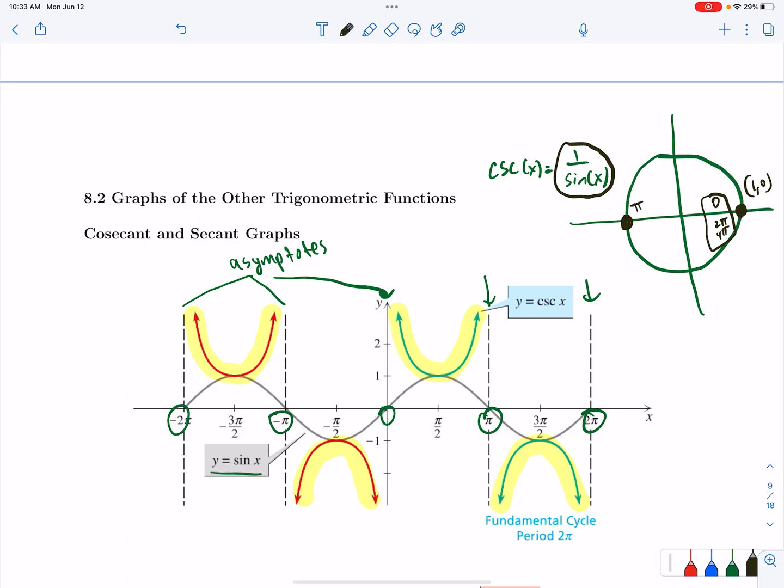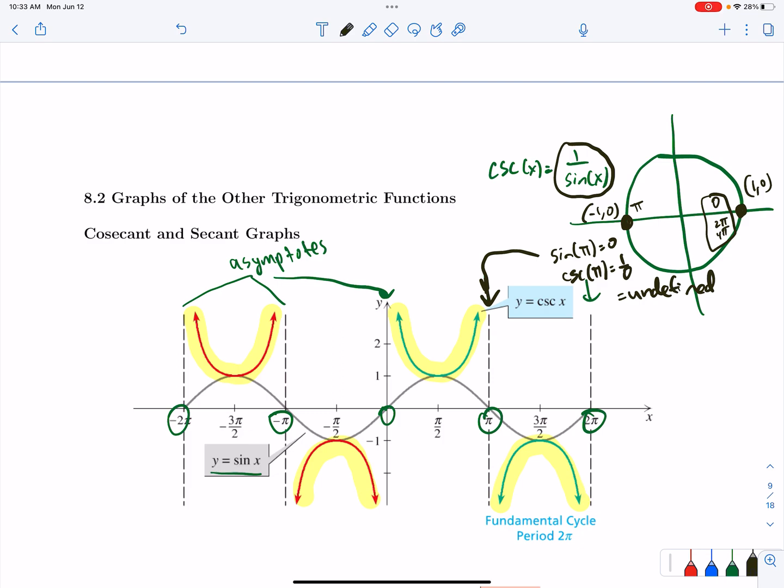Similarly, at pi over here, I get (-1, 0). Sine at pi is equal to 0. So cosecant of pi is equal to 1 over 0, which is undefined. And that's why we have the asymptote at that value pi, which is this one right here. Okay, so anytime the sine value is 0, that also tells us that the cosecant value is undefined, and that's where we have vertical asymptotes.